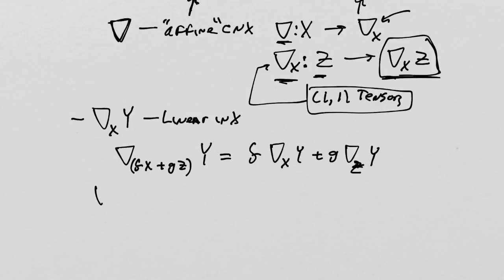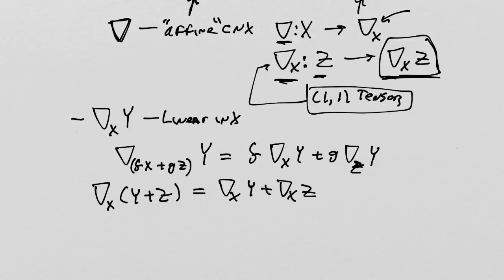Then the other thing I expect is it to be linear in y. So I expect this. So that's two properties of linearity that are very critical.